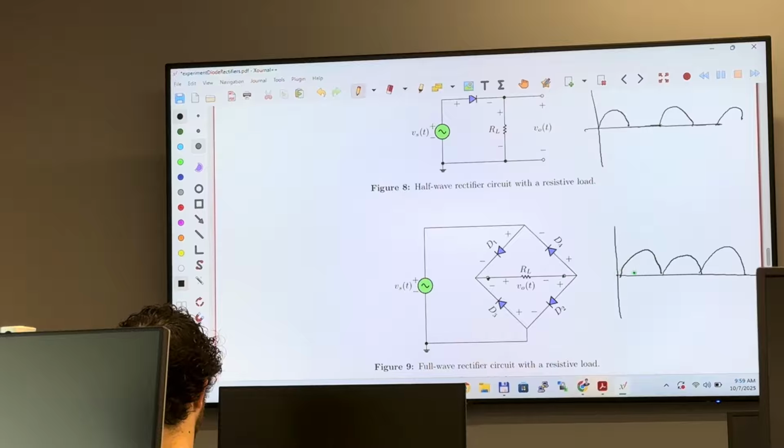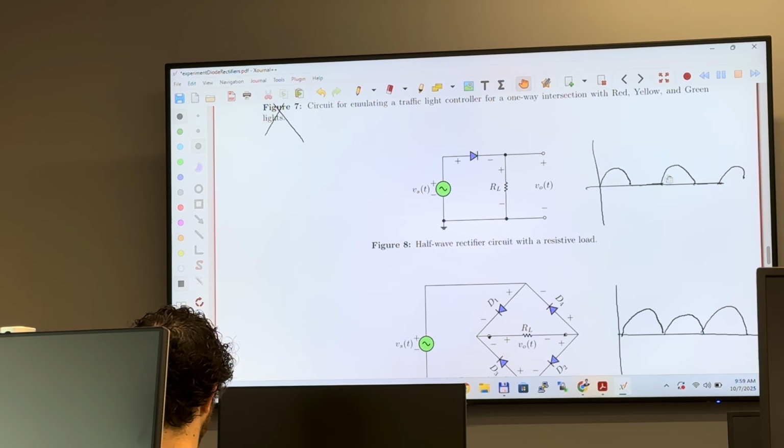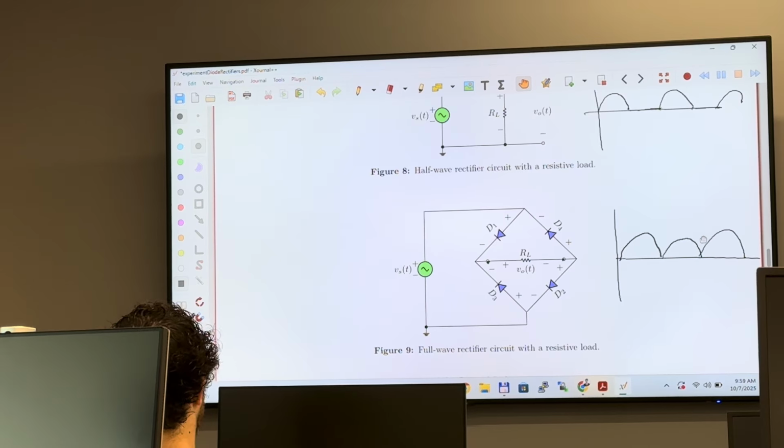So now you are gradually seeing that in the first circuit, you are rectifying the half wave. Here you are rectifying the full wave. So the output will look like this.